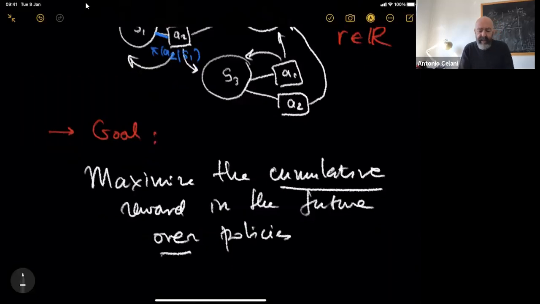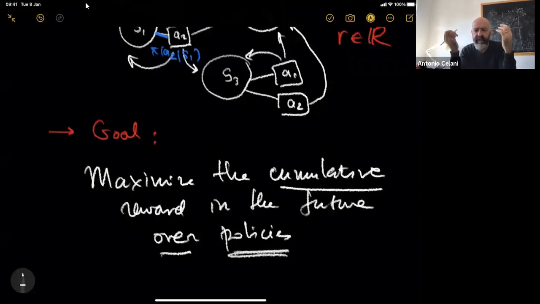Okay, so maximize, when I say maximize, I always have to specify over which kind of variables I maximize. And here the parameters that I can use to maximize are the policies. And the second important distinction is that I want to maximize the cumulative reward. So I don't want to maximize what I get immediately, not necessarily. I might be interested in some long-term goal. Of course, if you're interested in some long-term goal, that's where planning comes into the game, okay?